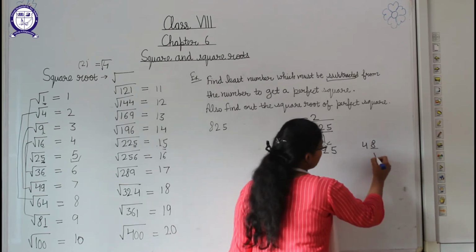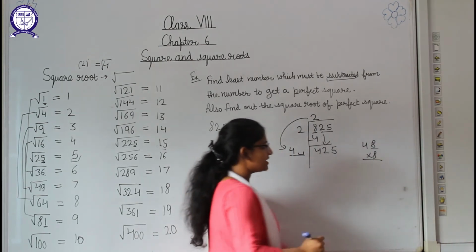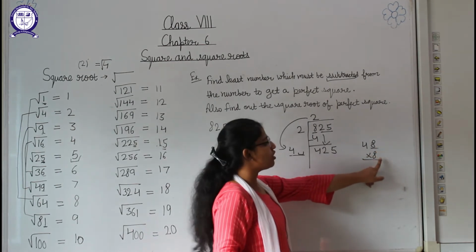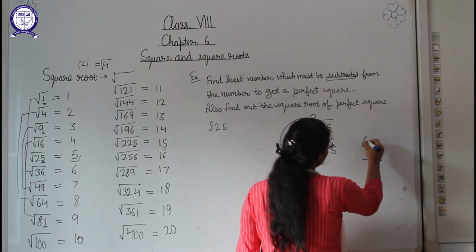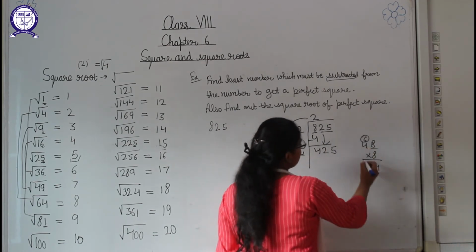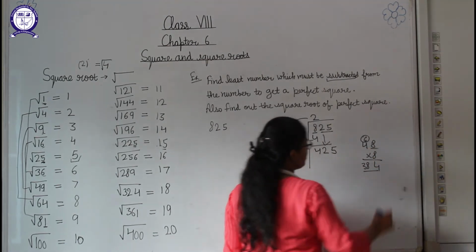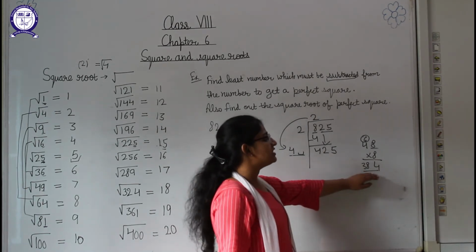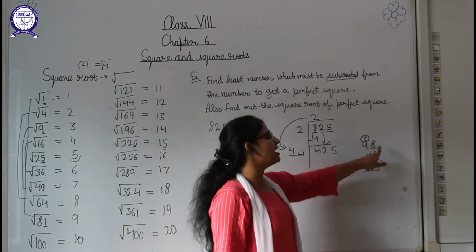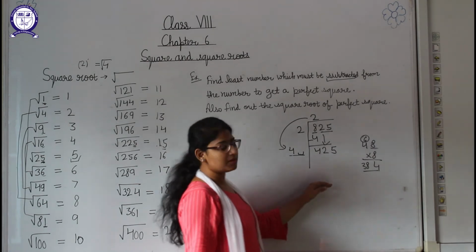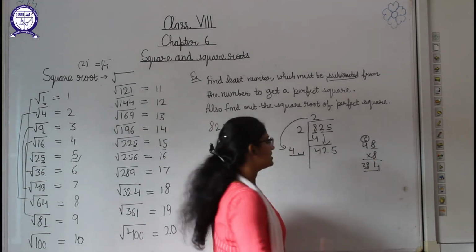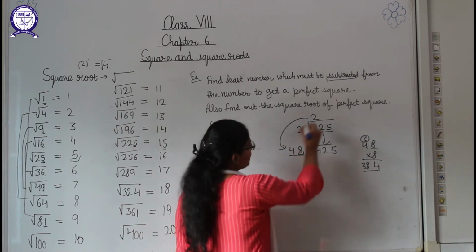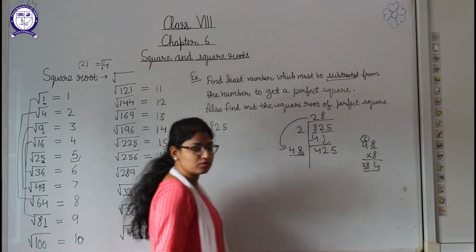Now I will multiply 48 by 8 only, as I put the digit 8 here. So 8 8s are 64, 8 4s are 32, and plus 6 is 384. I am getting 384. Students, if you check by 9, 49 multiplied by 9, you will get a number greater than 425. So I am taking 8 as our answer. If I am putting 8 here, I will put it here also.